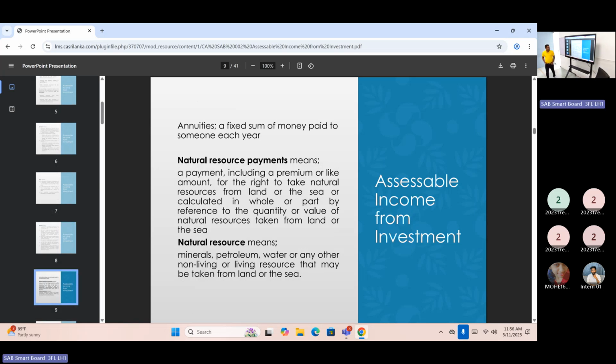Annuities. Annuities are the fixed sum of money paid to someone each year. It's coming under the annuities. Natural resource payment means a payment, including a premium or payment for the right to take natural resource from land or the sea, or calculated in whole or part depending on the quantity or value of natural resource taken from land or sea. Natural resource means mineral, petroleum, water, or any other non-living or living resource that may be taken from land or sea.